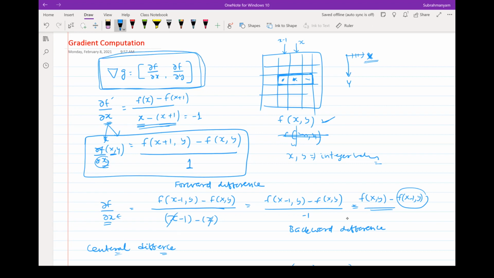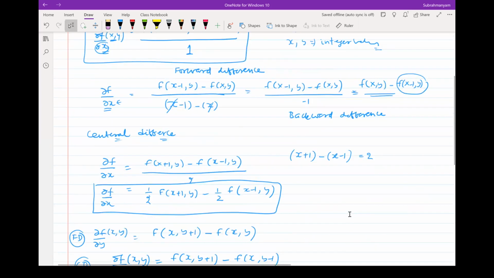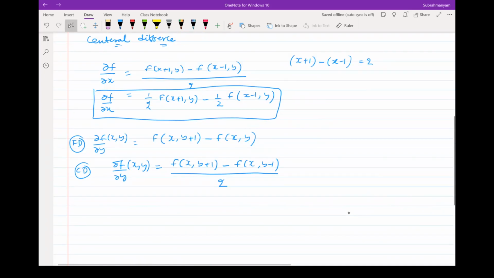Of course, the extension to a three-dimensional image is pretty straightforward. Here you have dou f by dou x, dou f by dou y, and dou f by dou z. Similarly, you would write an expression for z. Suppose I want dou f by dou z, it would be f of x y z plus 1 minus f of x y z minus 1, divided by 2. That's all.